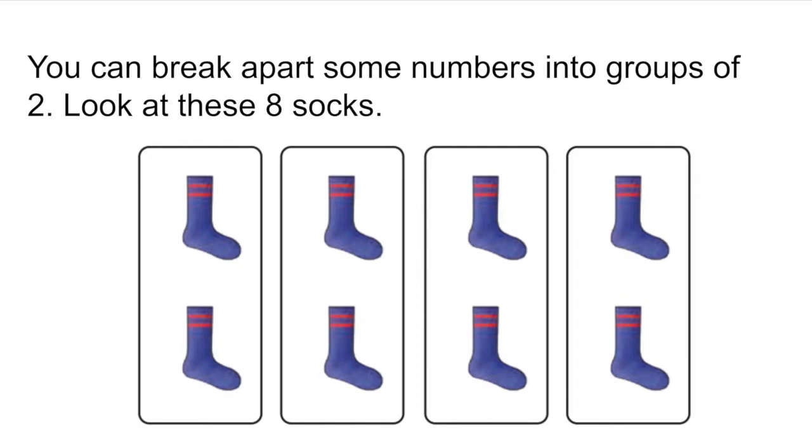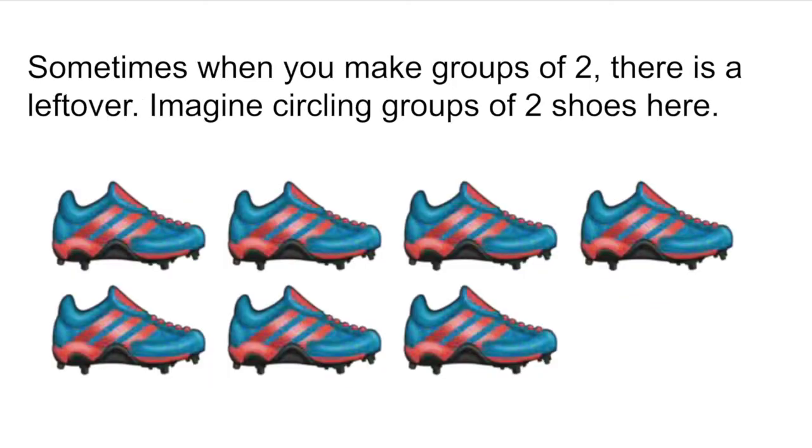8 is even because they all had partners. You could break them into groups of 2 with no leftovers. But the shoes, that's an odd number. Odd numbers can't be made into groups of 2. They always have a leftover.